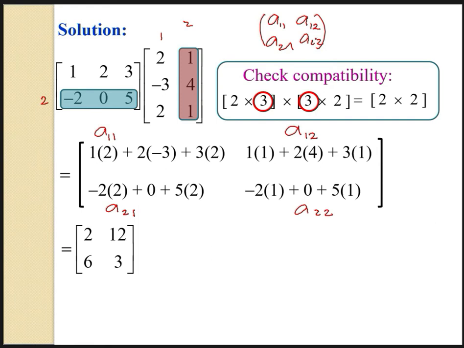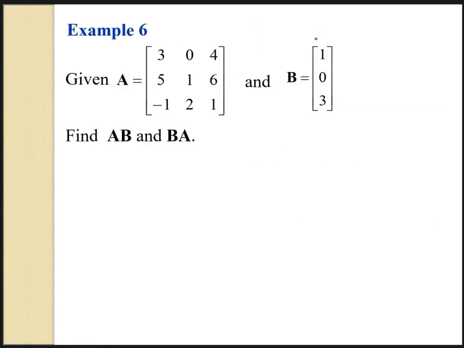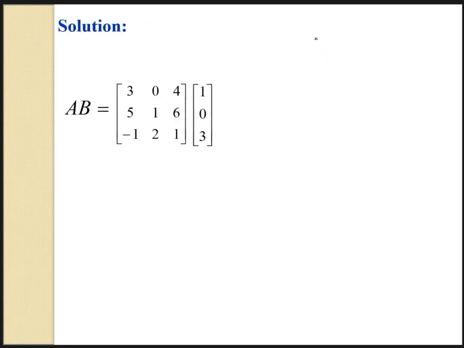Example 6. Given matrices A and B, find A times B and B times A. Let's write A and B next to each other. Can we multiply these two matrices? Remember, we must check the orders. The order of matrix A is, we have 3 rows and 3 columns, so it is 3 by 3. The order of matrix B is, we have 1, 2, 3 rows and 1 column. So the order of B is written as 3 by 1.